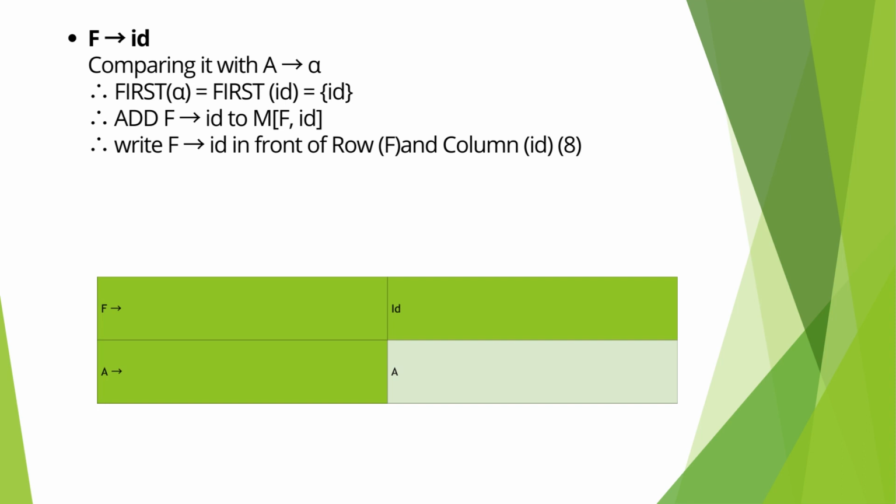Here the last grammar rule is F tends to id. We will compare it with A tends to alpha. We will get the value of alpha as id. First of alpha is equal to first of id, which gives id. So we will add F tends to id to M[F, id]. Then we will write F tends to id in front of the row and column of id, in front of that non-terminal value. So here we have written F tends to id.